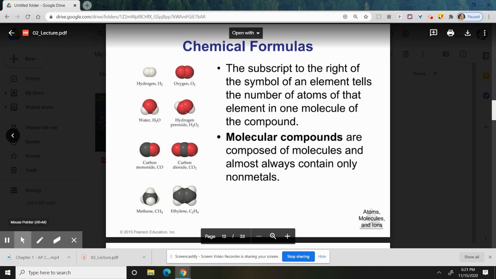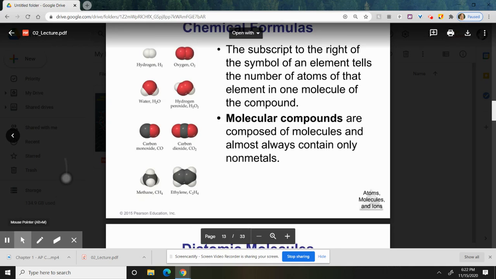Okay, so chemical formulas. Writing chemical formulas and chemical equations is going to be the heart of so much of what we do in chemistry. So the molecular compounds are going to be composed of molecules. They almost only contain the nonmetals. So if you're looking at something and they ask you for a molecular compound, typically that's going to be a covalent compound. It's just another word for it.